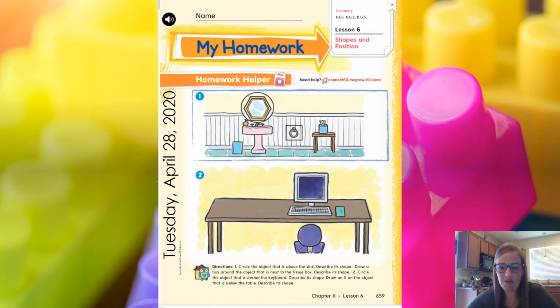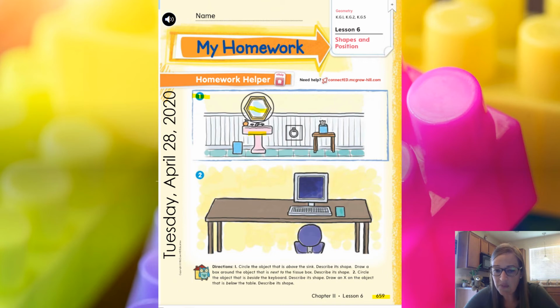All right, and now we're on page 659, and we're going to do some homework helper, which is just pretty much reviewing what we've just been working on. If we look at number 1, the directions say to circle the object that is above the sink. Well, if you look at the picture, here's our sink and the object above it. They already circled it, but do you know the name of that shape? Good job. It's a hexagon. Has 6 sides and 6 vertices.